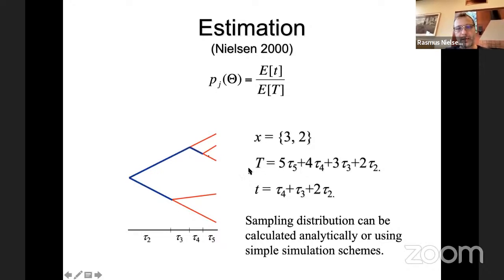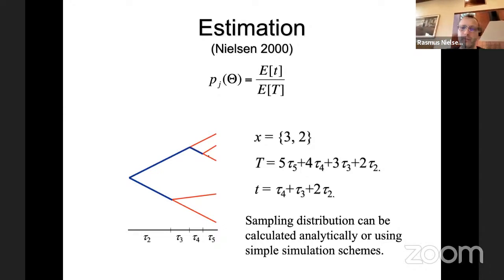And the total tree length, the sum of the length of all the branches, is 5 times the time in which you have 5 lineages, 4 times the time in which you have 4 lineages, 3 times the time in which you have 3 lineages, and 2 times the time in which you have 2 lineages. That gives the total tree length. If you take the expectation of these, then that gives you that probability.